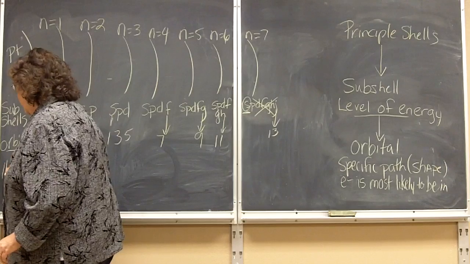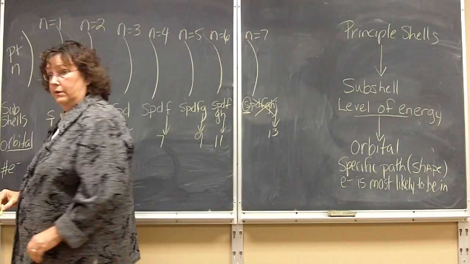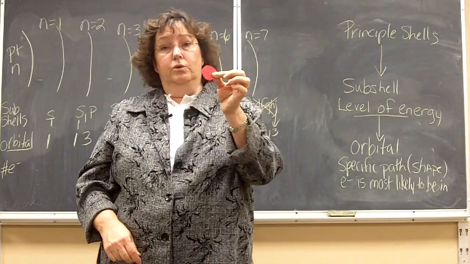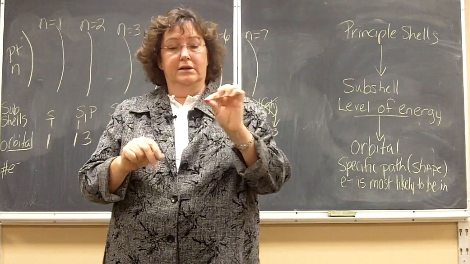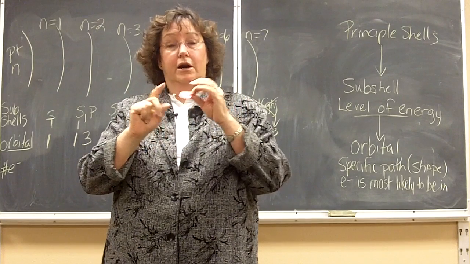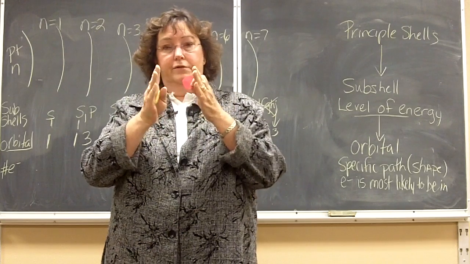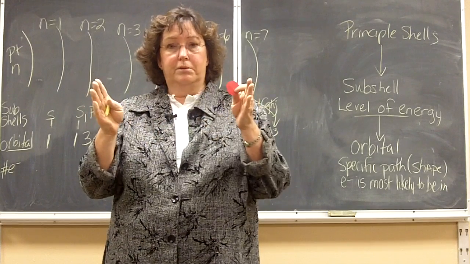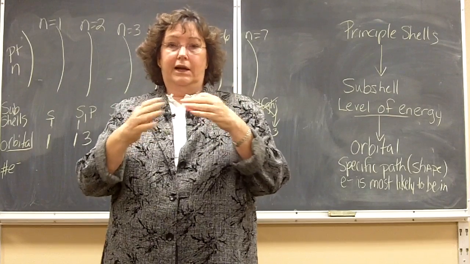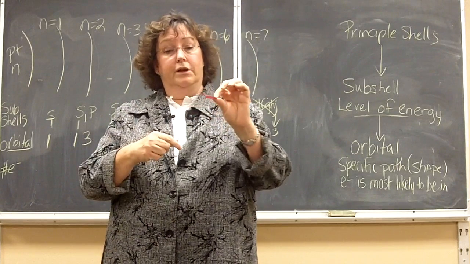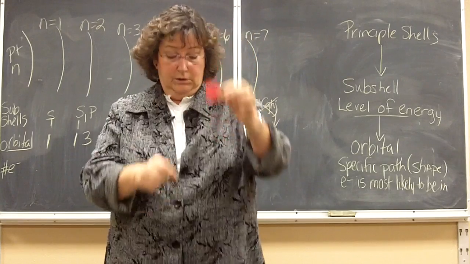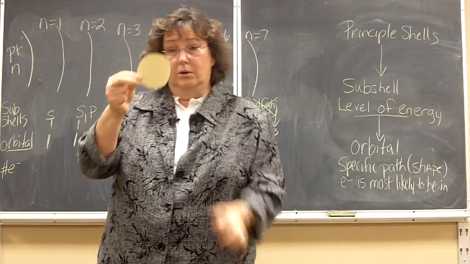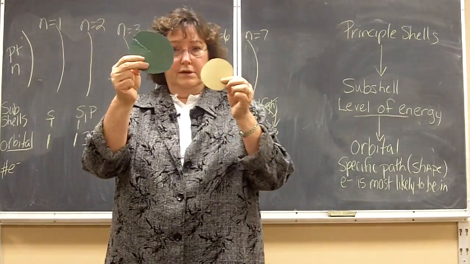Alright, now let's look at how many electrons can be in these subshells. To start with, each shape can only hold 2 electrons. That's because electrons are negative. If we have 2 negative charges get close to each other, what happens? They push apart. So electrons have to have space to stay away from each other. So this will hold 2 electrons. This holds 2 electrons. This one holds 2. This holds 2.